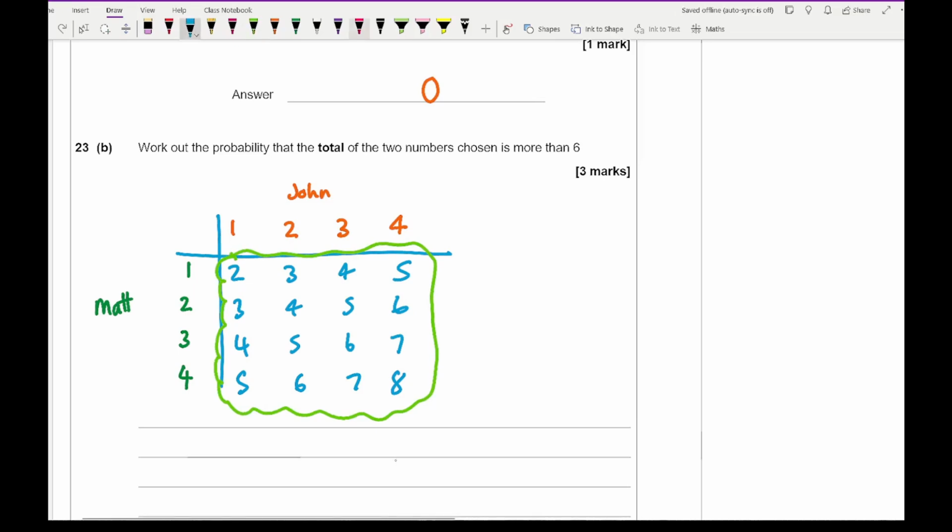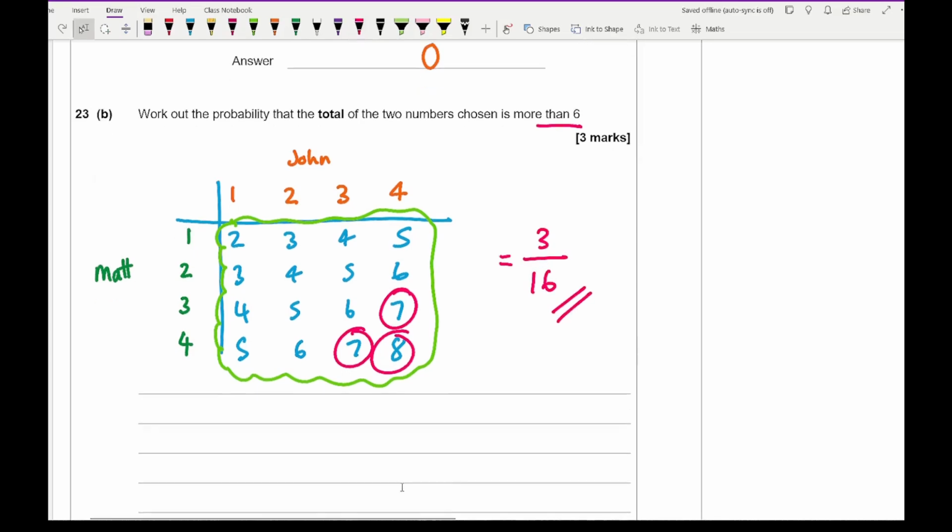So the probability of getting more than 6 is going to be getting a 7 or an 8. So how many of these have I circled? 3 out of how many? 16. Can that be simplified? No, it can't. So there is my final answer.